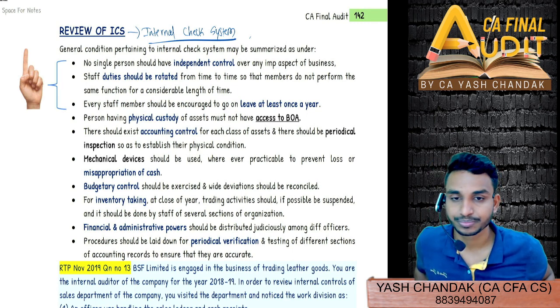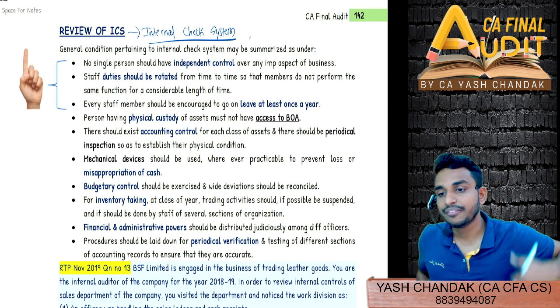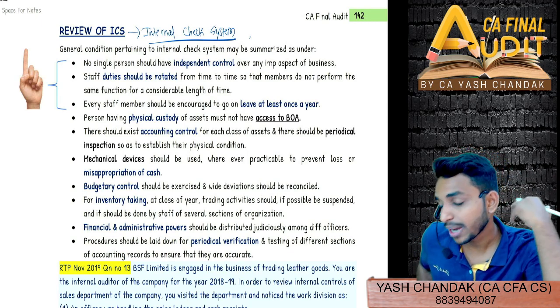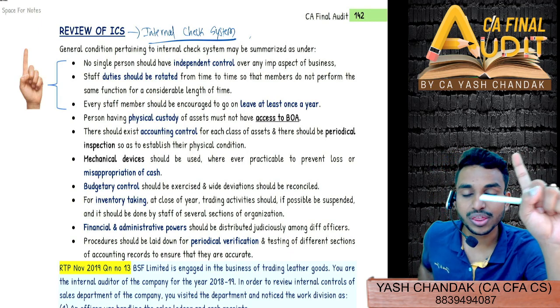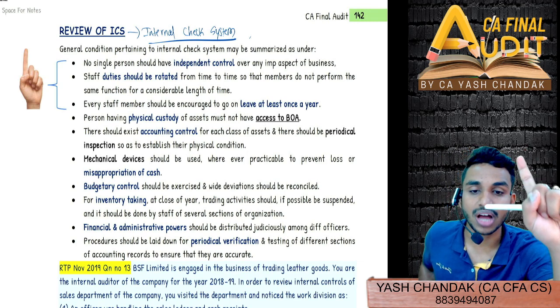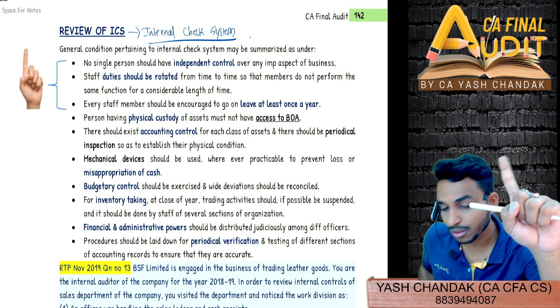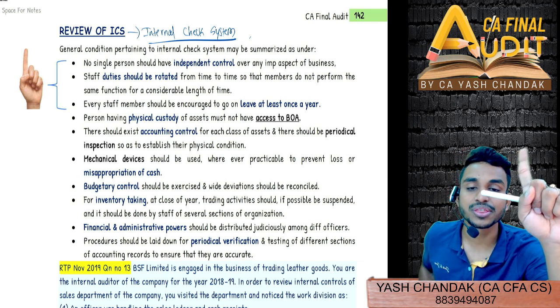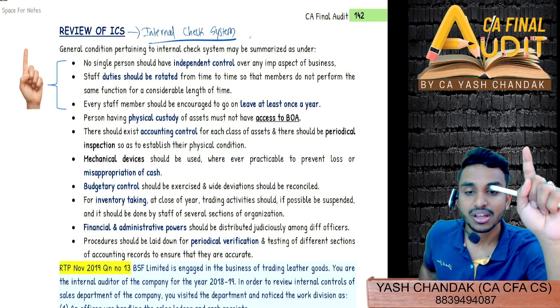So everyone has to follow my rhythm or follow my theme, what I am trying to do. First 3 points we are going to learn with our one finger. So first point is no single person shall handle the transaction from start to end.